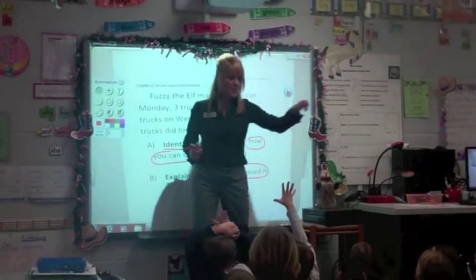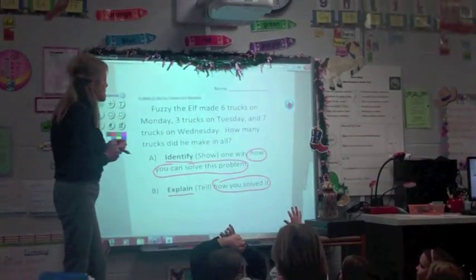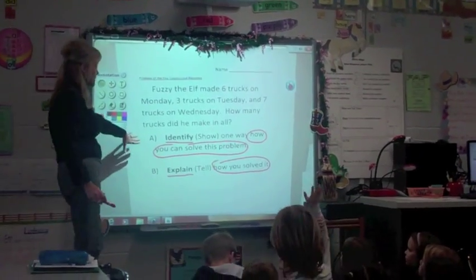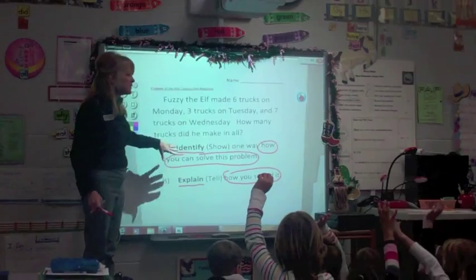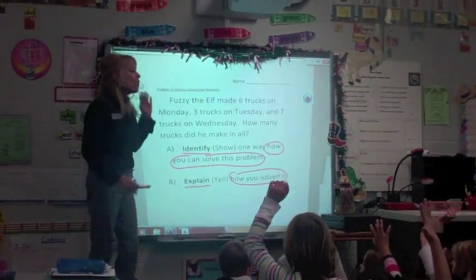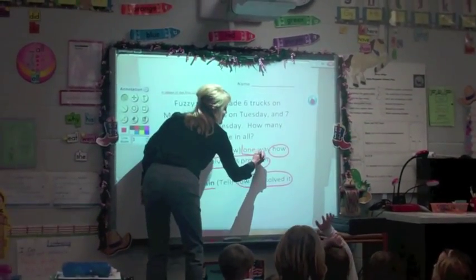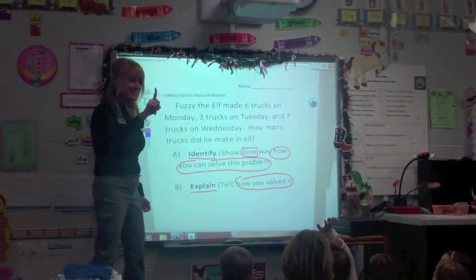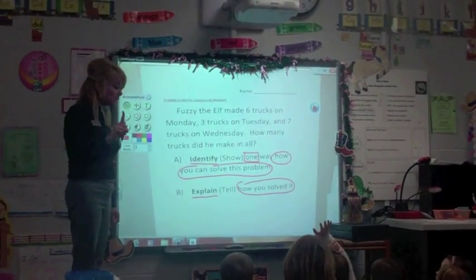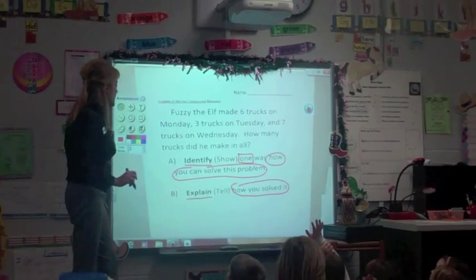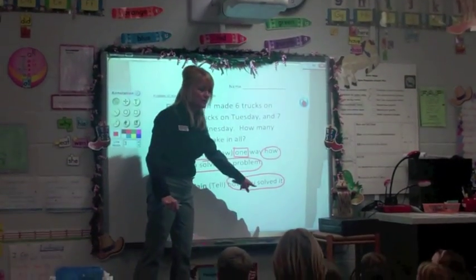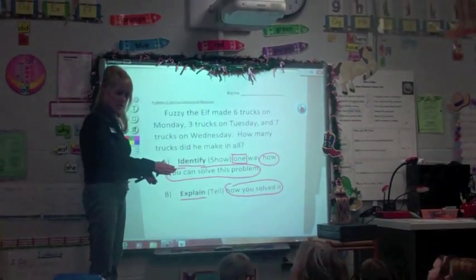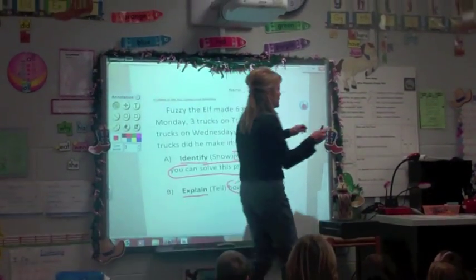Now, box the number words. Riley, that's what you were thinking about. Box the number words. Was there a number word in here that we need to box? It says identify how many ways, Riley? One. We're going to put a box around that. Just one way. I didn't ask for you to show me 2 ways or 3 ways. One way. Okay? Let's look at part B. Explain how you solved it. Is there any number words in there to box? No. So we go on.